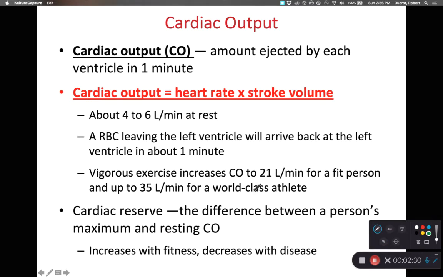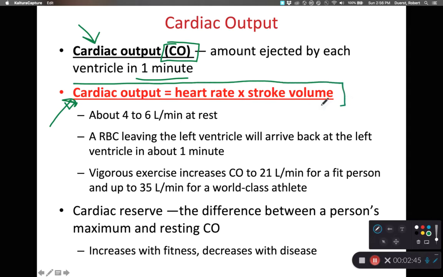Now, the amount of blood that leaves the heart is referred to as cardiac output, or CO. It's the amount of blood ejected by each ventricle over the course of 1 minute. To calculate cardiac output, and yes, this is some nice math right here, you need to take the heart rate and multiply it by stroke volume. Heart rate is typically in beats per minute, and stroke volume is in milliliters per beat. And yes, I am going to expect you to be able to do this on your lecture exam.